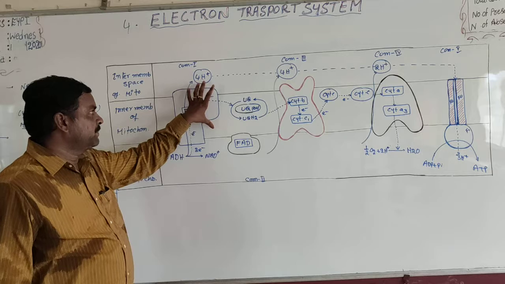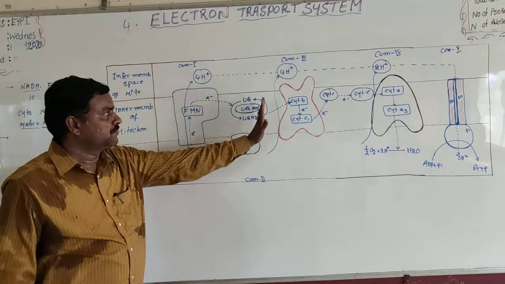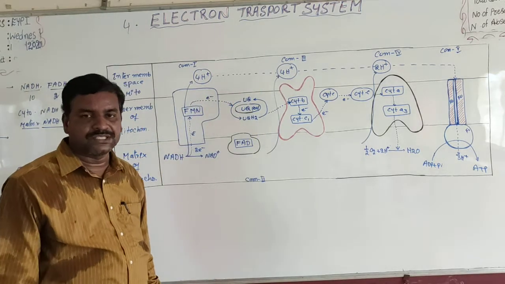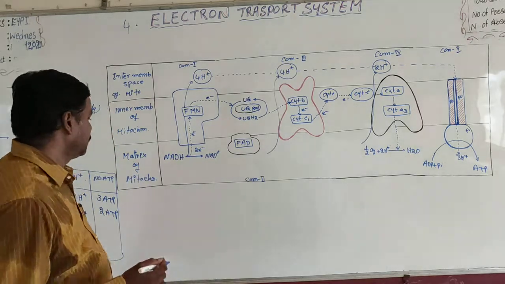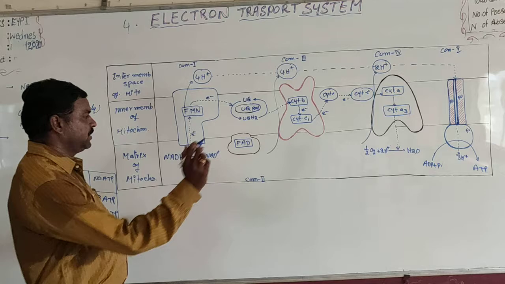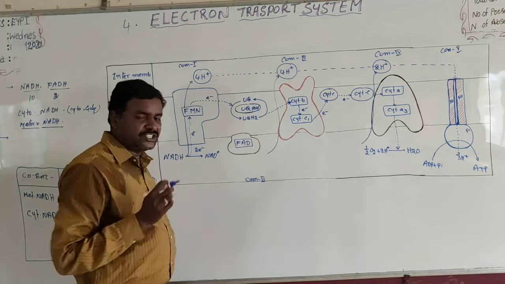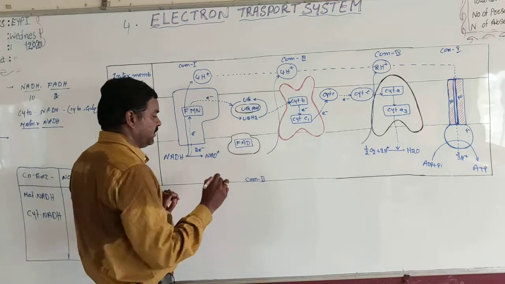These electrons take the bypass of complex 1. So 4 plus 2, 6 protons enter into the intermembrane space and they produce only 2 ATP molecules. Now coming to FADH2. In which reaction is FADH2 formed in the Krebs cycle?